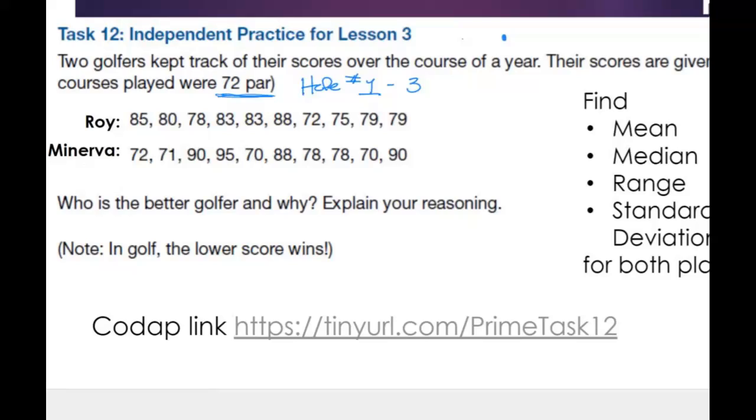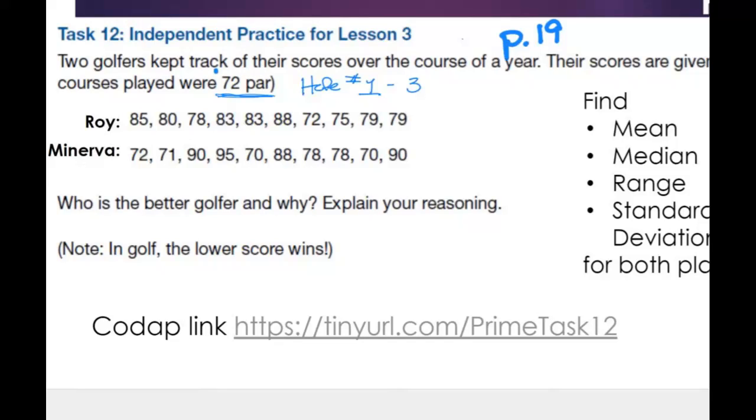This is on, I think, page 12. No, that can't be right. 19, try 19. It's task number 12. Is it 19? Okay. So this is on page 19.